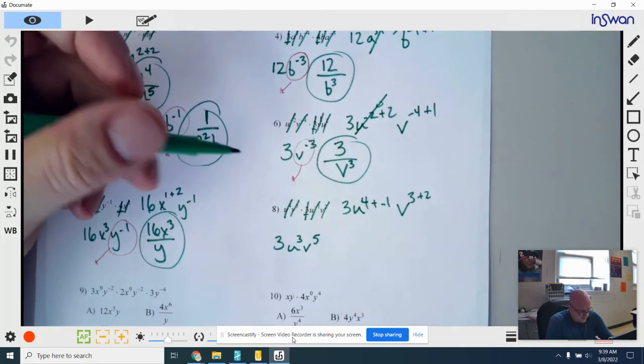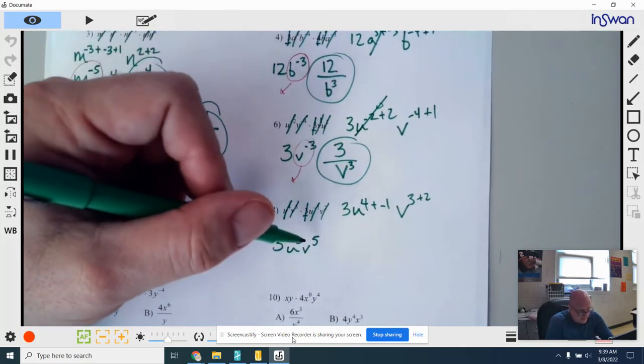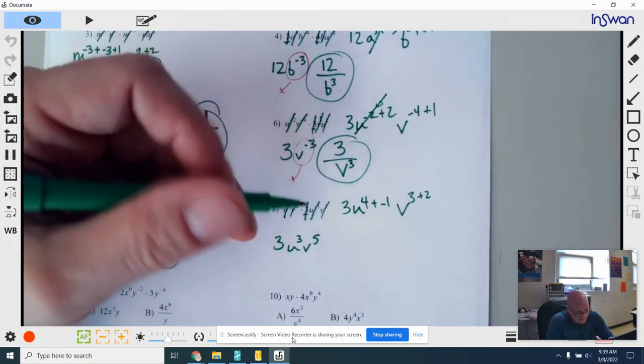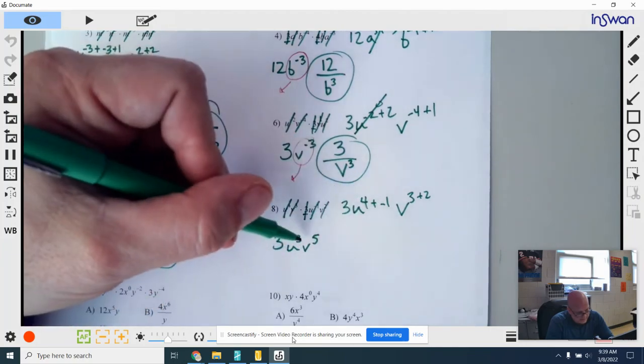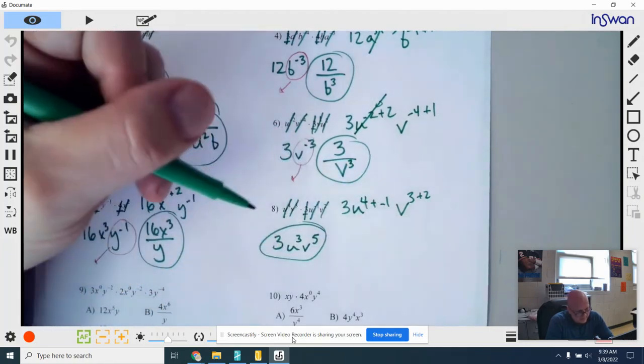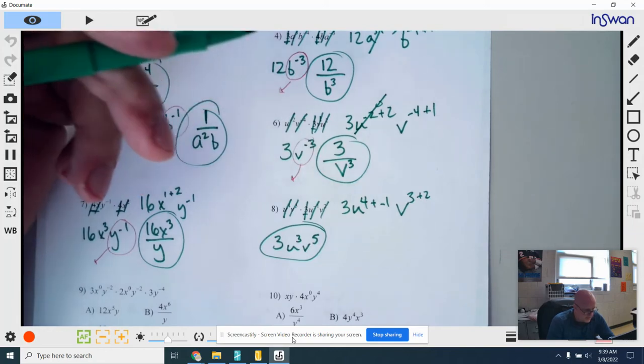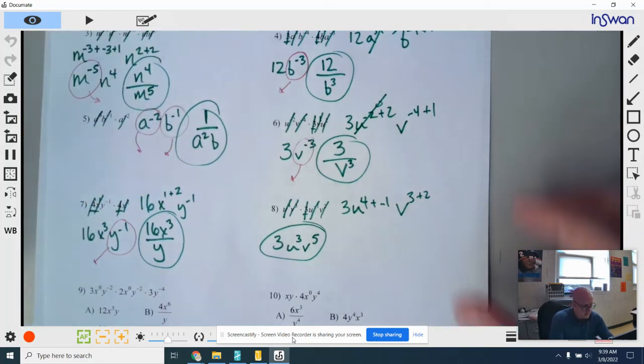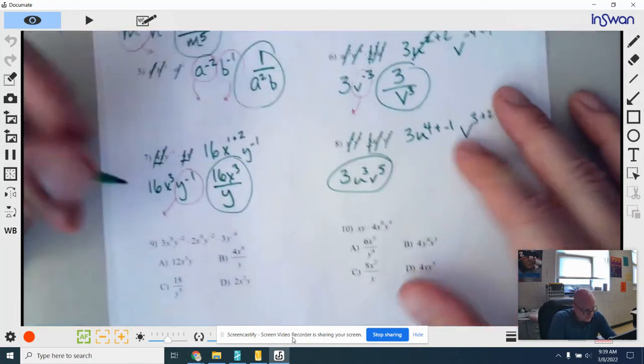And if you take a look at this one, none of them have negative exponents remaining. When I added those, it ended up with a positive sum. So that's my final answer. You don't have to circle anything to make it go to the other side. All right, let's go ahead now, and you guys do number 9.